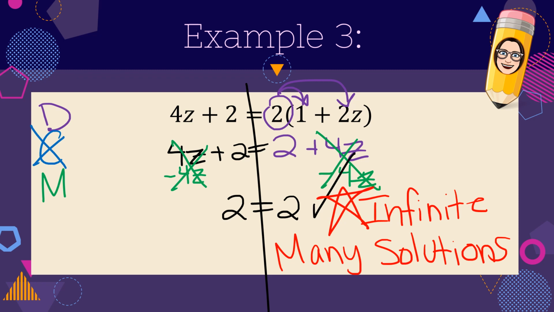I could plug in 5 for z. I could plug in 0 for z. I could plug in negative 523 for z, and it would work. So we have now realized that there are 3 types of answers. There's number answers, there's no solution answers, and there's infinite many solution answers. Okay, so keep that in mind as we go forward.